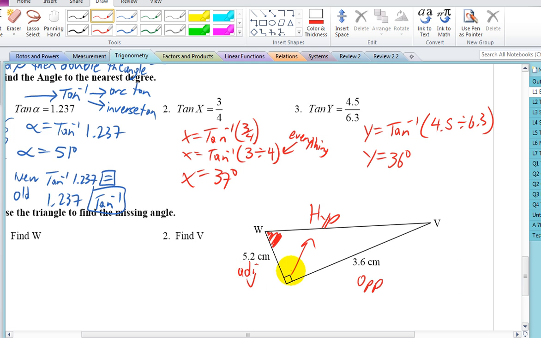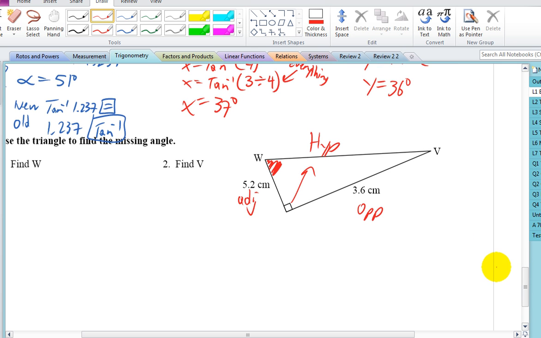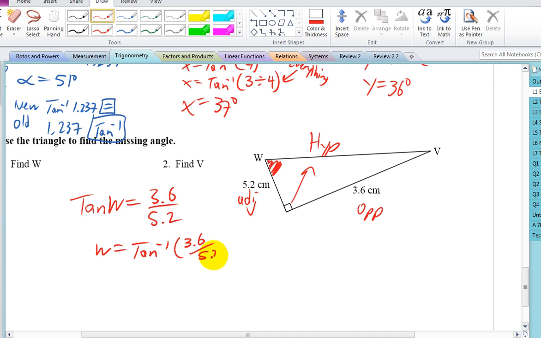So show your work. For your work, I want to see tan W equals. That will be for a mark. Opposite is 3.6 over 5.2. Then for another mark, W equals tan -1 bracket 3.6 divided by 5.2. I wrote my division as a fraction. You don't have to. You're welcome to use your old school division sign.